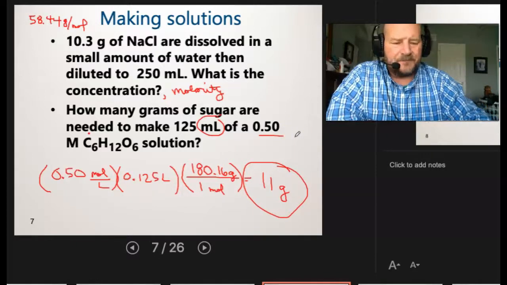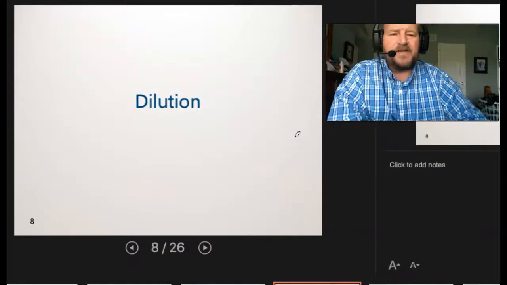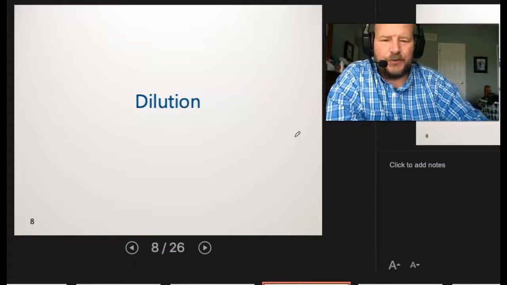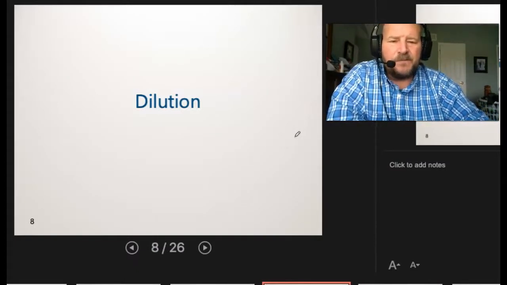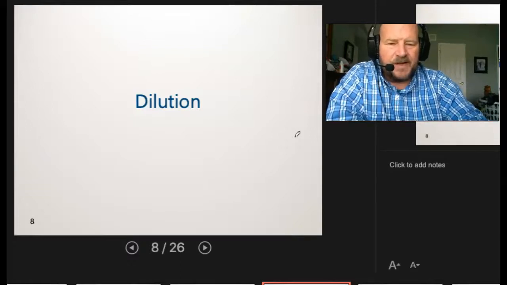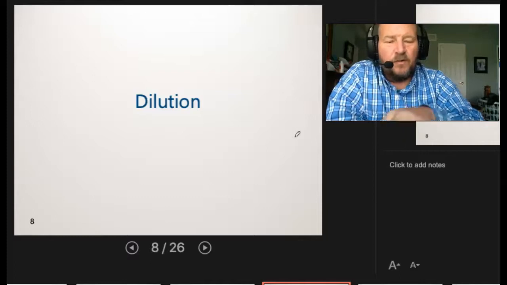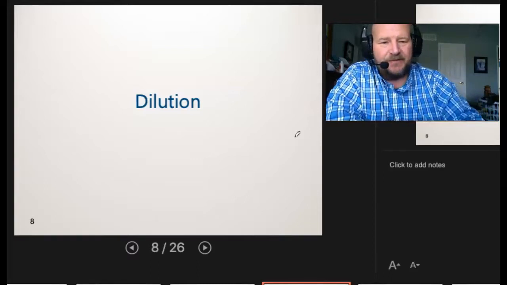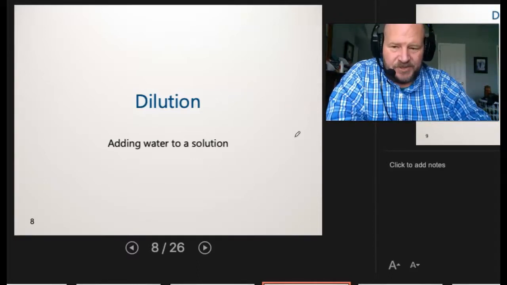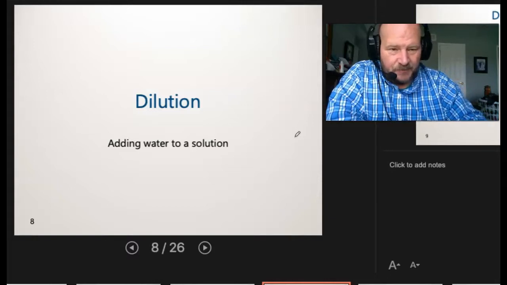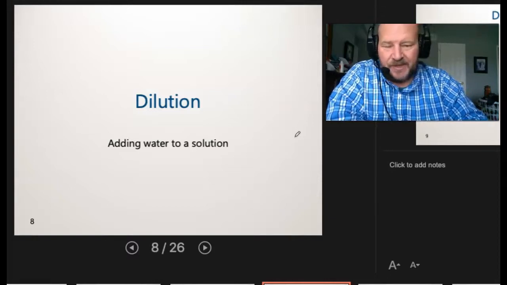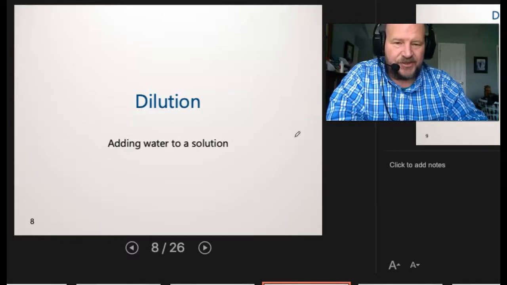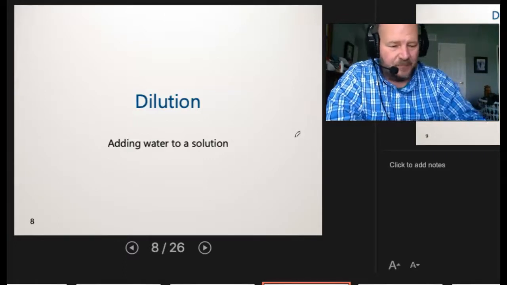All right. The next topic we hit, still along the same vein with the calculations, would be dilutions. So a lot of times when we start out making solutions, it's one of two options. Either we're going to make the solution from a solid, or we're going to have a stock solution that's already in water, and we're just going to add water to it and dilute it down, right? So for dilution, then we're simply adding the water to our solution in order to change the molarity and make it a lower concentration.